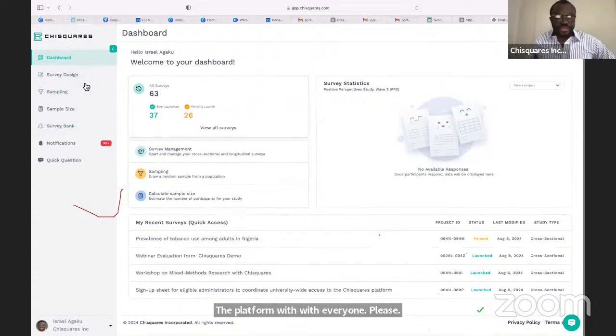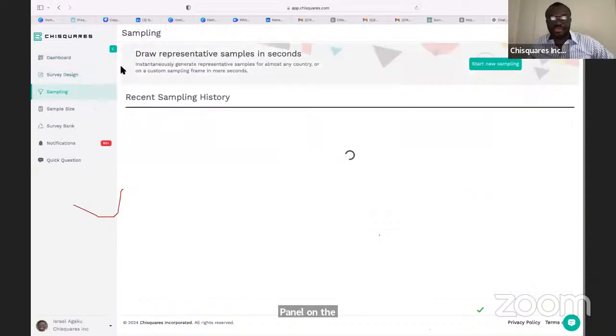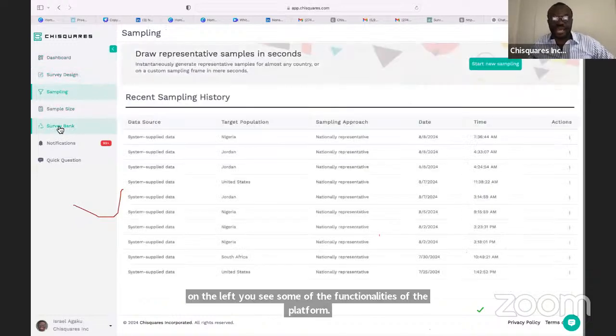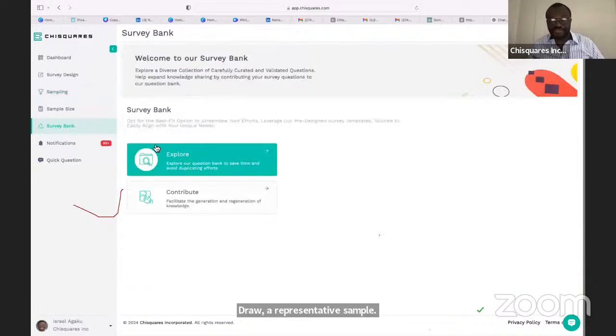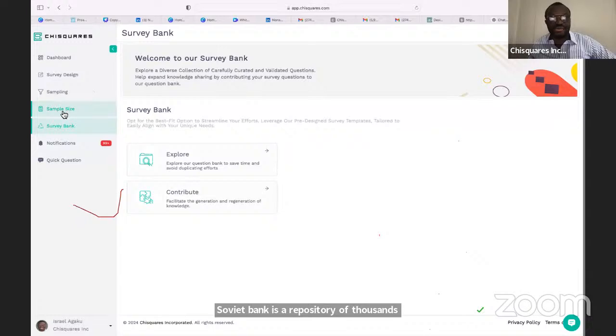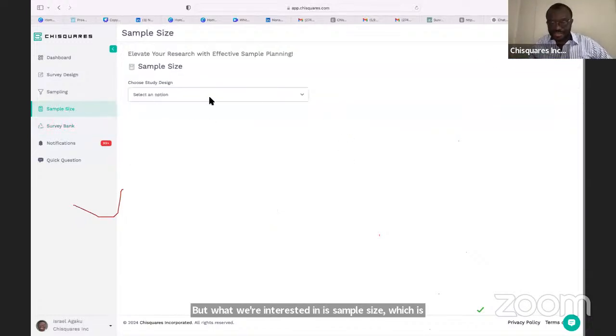So on the panel on the left, you see some of the functionalities of the platform. Survey design is where you design your survey. Sampling is where you draw a representative sample. Survey bank is a repository of thousands of questions. But what we're interested in now is sample size, which is how do we calculate sample size for our study?